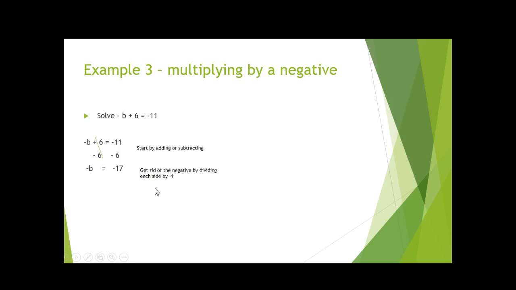In order to do that, what you can do is divide each side by negative 1. If we divide the left and the right side by negative 1, that cancels the negatives on each side. Cancel the negative on this side, makes it positive b, changes it to its opposite, which is 17. So this one was, the opposite of b is negative 17. This one is b is 17.